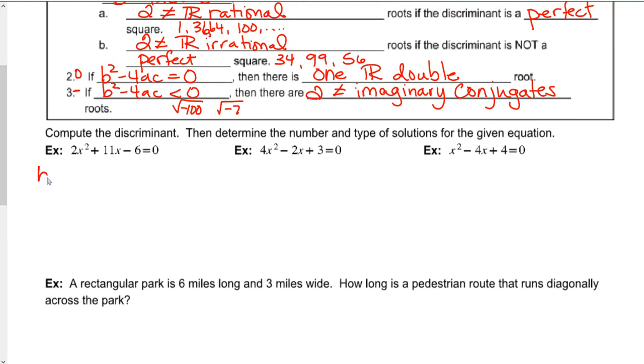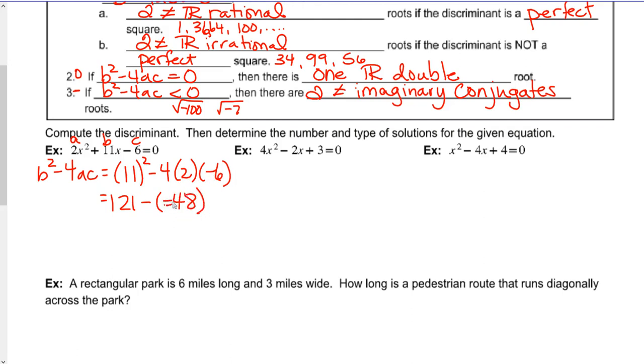Okay? So first I'm going to look at b squared minus 4ac. This right here is A, this is B, this is C. So all we have to do is square the 11, minus 4 times 2 times a negative 6. Be cautious on those negatives back there. So we're going to go 121 for the 11 squared, minus 4 times 2 is 8, times a negative 6, which would be a negative 48. Notice there I've got a double negative, so that becomes a plus. And when I add 121 and 48, that gives me 169.